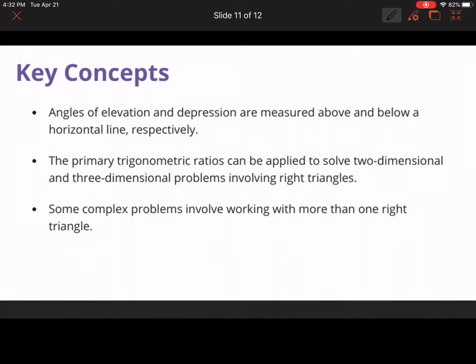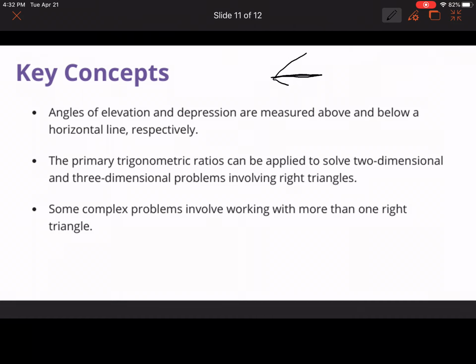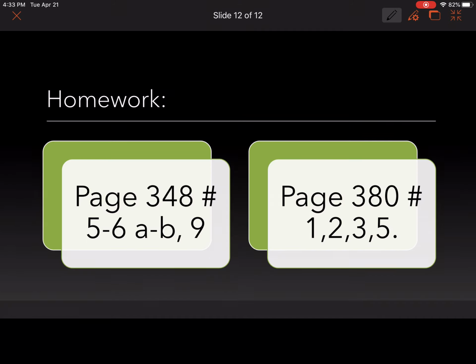That's it. Key facts. Angles of elevation and depression are measured above and below the horizontal line. So basically some definitions for you. You have a horizontal line, an angle of elevation goes above that line. An angle of depression goes below that line. The primary trigonometric ratios can be applied to solving two-dimensional and three-dimensional problems. And some complex problems involve working with more than one right-angled triangle. So you're starting to get that we need more than one.